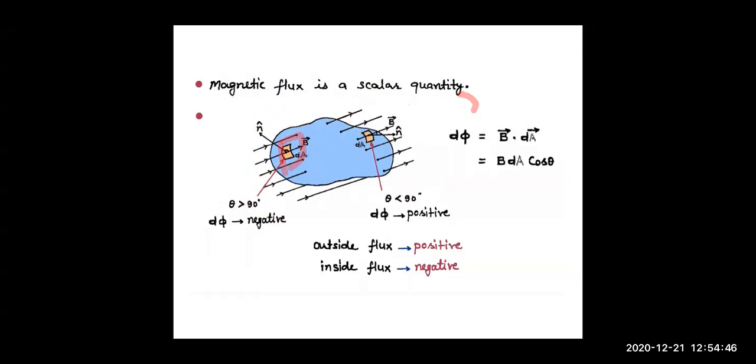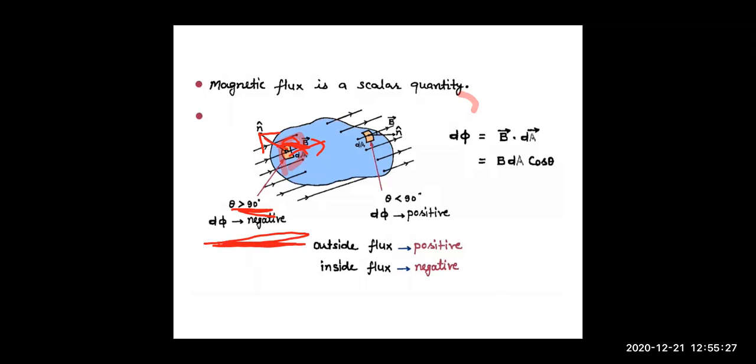We have considered a small element, dA, on the left surface of the object. Then the area vector will be along this, that is n cap. Then the angle between the magnetic field B and the area vector n cap will be greater than 90. And we know if the angle is greater than 90, then cos of that will be negative. So your dφ, that is the magnetic flux, will be negative for theta greater than 90.